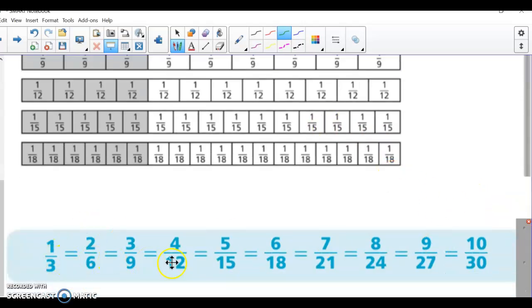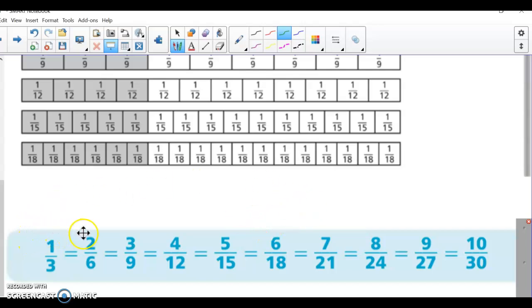So here we have a big string of equivalents. We have 1/3 that goes to 2/6, to 3/9, to 4/12, to 5/15, to 6/18, to 7/21, 8/24, 9/27. Oh my, all the way to 10/30. What pattern do you notice? What's happening? Some of you might have seen it. All we're doing is skip counting, right? We're going back to the basics of multiplication.